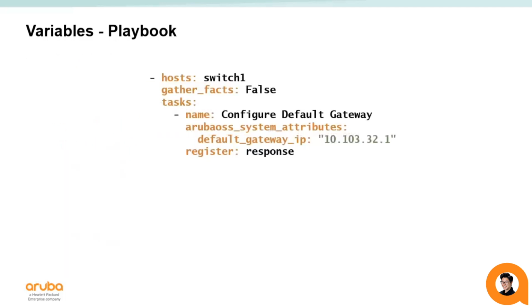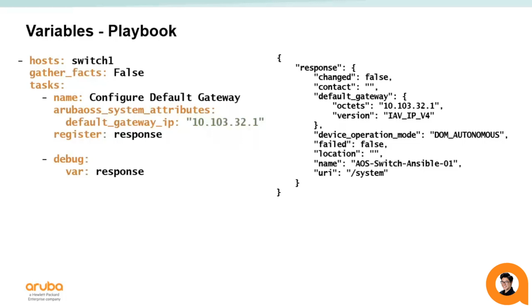Most modules return data after executing. The data returned depends on the vendor and how the module was written. For the Aruba switching modules, we typically return the results of the REST API calls. To save the return data into a variable, we use the keyword register followed by the variable name we want the results stored in. Here's an example of how to use register to check the output of a module call.